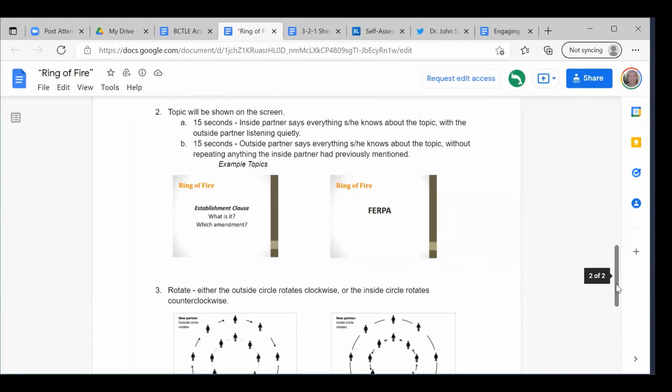And then you can see letter B, so 2B. For the other 15 seconds, I say switch, and the outside person then talks for 15 seconds about that topic without repeating anything from what the other partner said. So there's obviously verbal, there's auditory, you've got to listen, you've got to be processing what your partner is saying. All right, go to number 3.